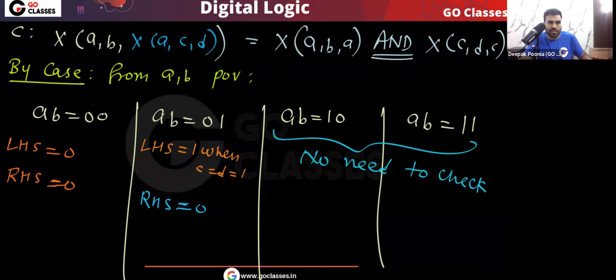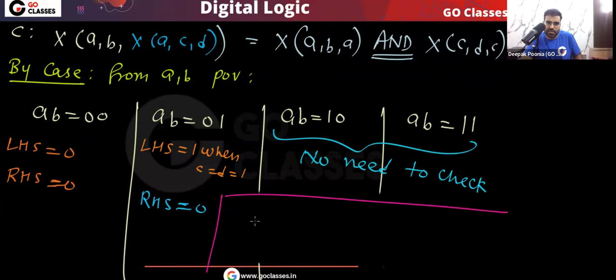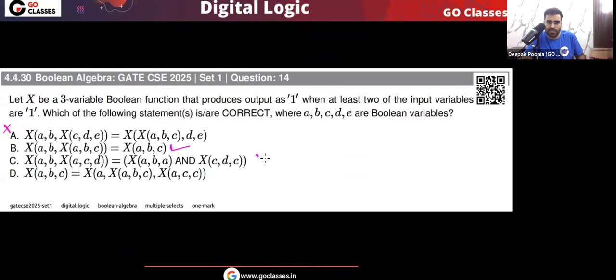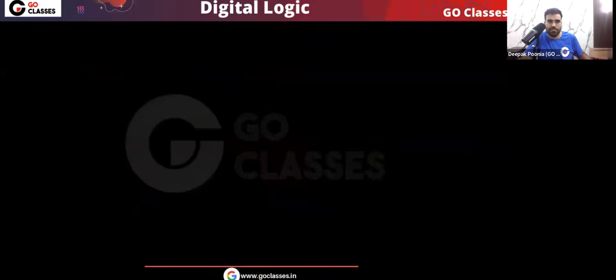I already got my counter example. So the counter example that I got, what is that? You can see when A, B, C, D, when these four variables are 0 1 1 1, then you can see that LHS will be 1, RHS will be 0. Okay, so definitely option C I can eliminate. Okay, very simple. What about option D?